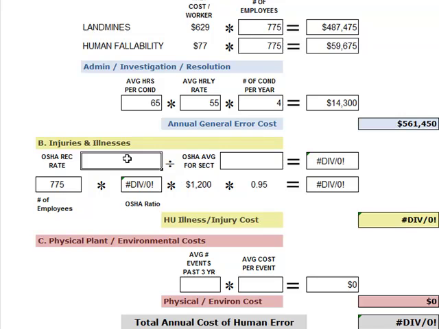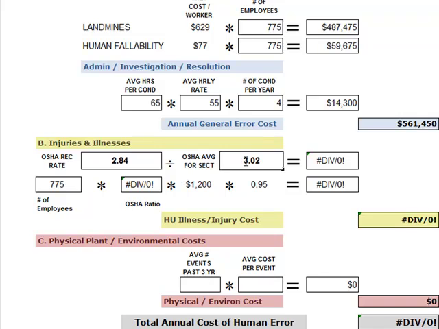So let's say that your number is 2.84 for the current year. Then what you want to do is divide this by the OSHA average number for your sector. In this case, let's say it's 3.02. Now, if you don't know what your number is, or the average number for your sector, you can get that at BLS.gov, Bravo, Lima, Sierra dot gov, which is the Bureau of Labor Statistics in the United States.